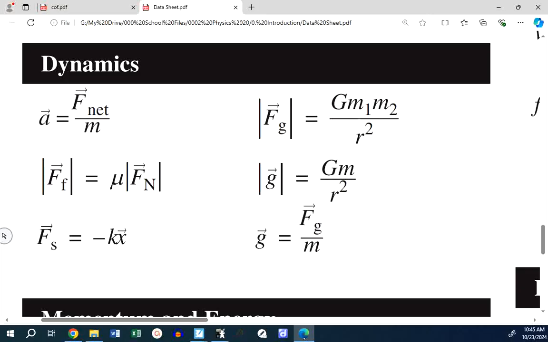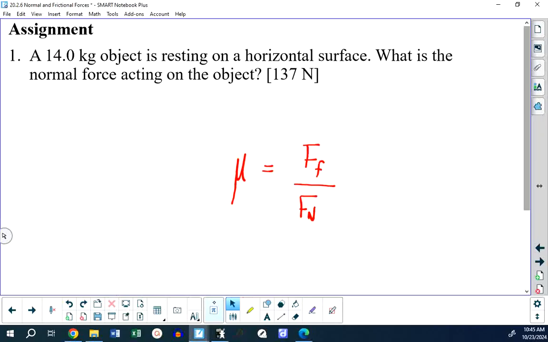Okay? So you got some questions to work on for tomorrow. Tomorrow we will go over any problems that you have and then do a lab where you determine the coefficient of friction between a block of wood and the countertop.